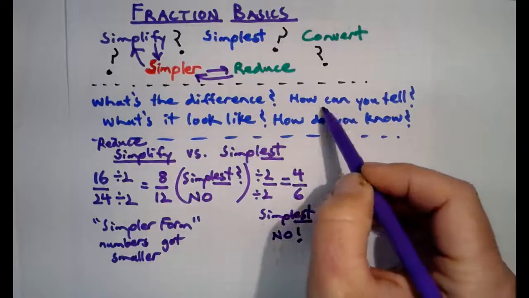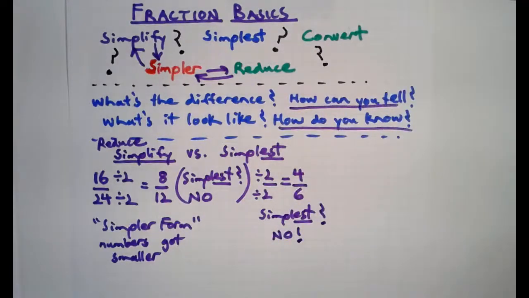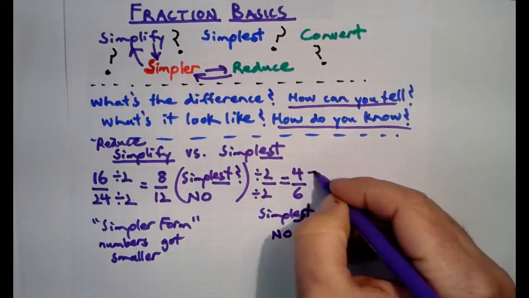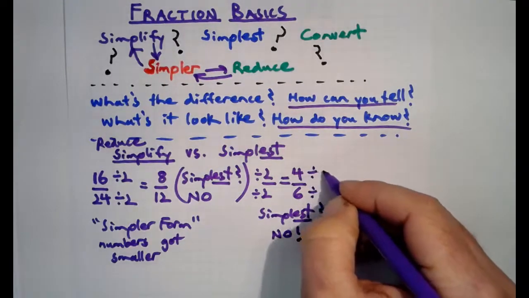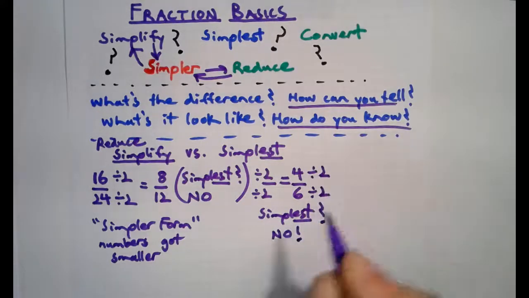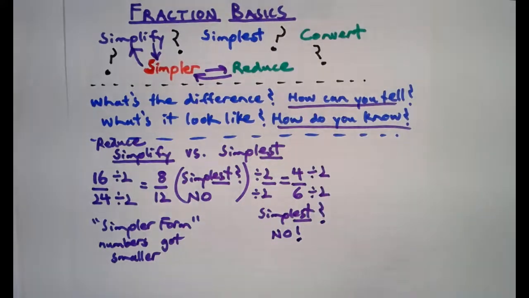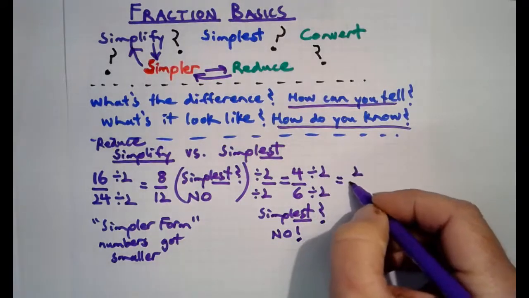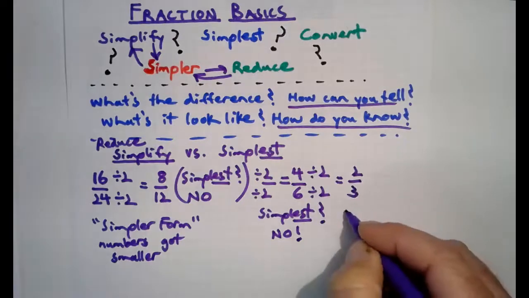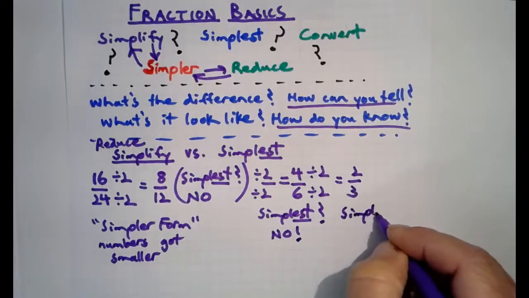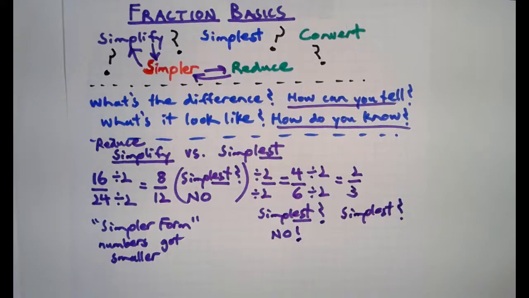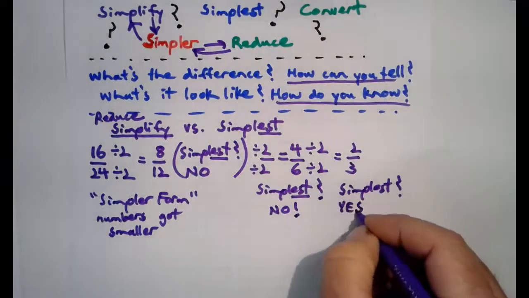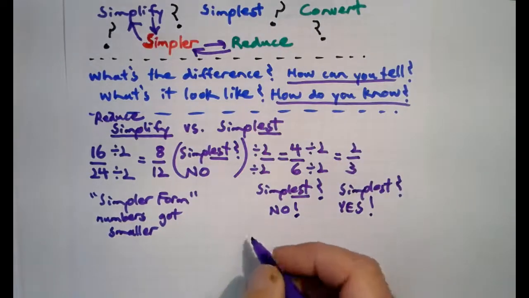How can you tell? How do you know it's not simplest? Well, if I can keep dividing, it's definitely not simplest. This is a very simple example, but it's going to illustrate the point, which ends up with 2/3. Now is it simplest? Is it? Yes, it's finally simplest.